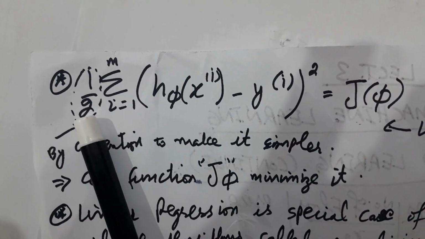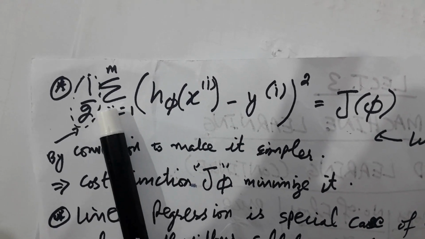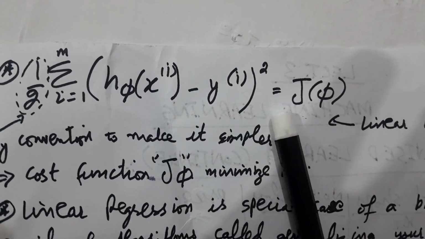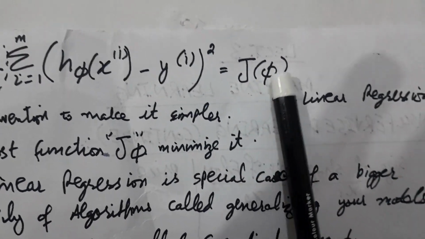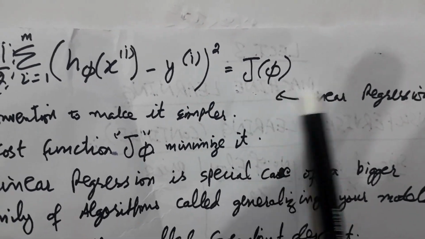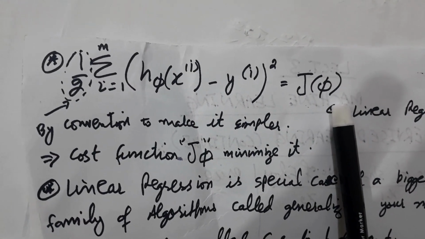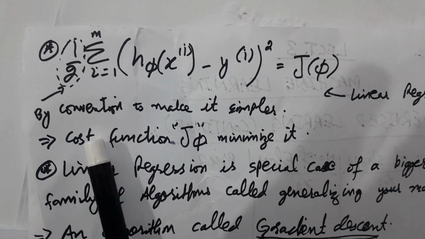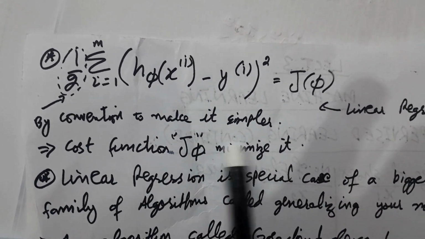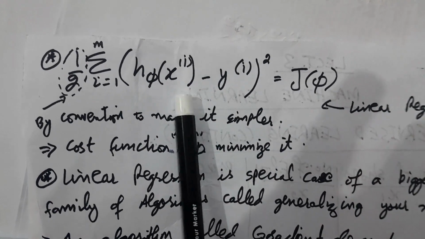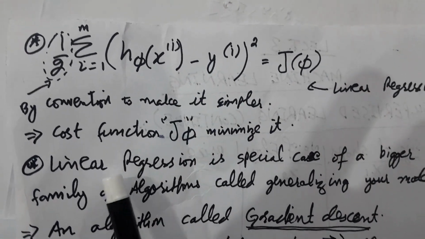Why are we placing 1 by 2 here? It's by convention, to make the equation simpler, and that will be equal to J(phi). I will tell you later on what J(phi) is. So that is the equation for linear regression when we are going to make a linear model. J(phi) is the cost function. We are going to minimize it, as I told in the previous video.